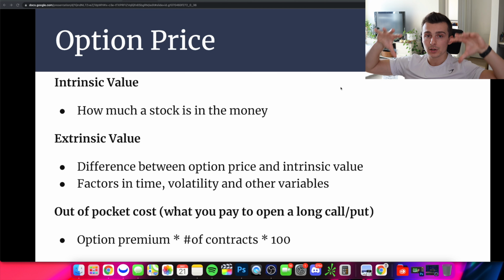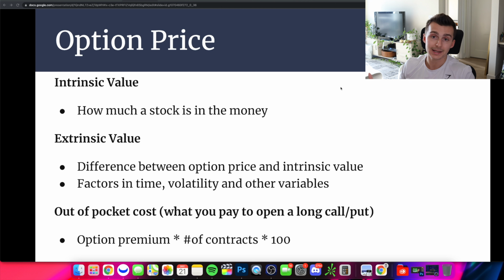Now, in terms of what it's going to cost you to buy one contract, or buy options, you take the option premium, what the option is currently trading for. You times that by the number of contracts, and then you times that all by 100, and that's how much it's going to cost you out of pocket. So if we have an option that is trading at $1 per contract, it's going to cost you $100 per one contract that you want to buy.